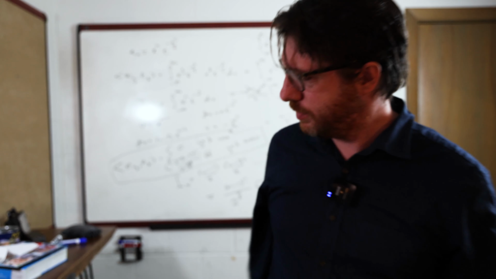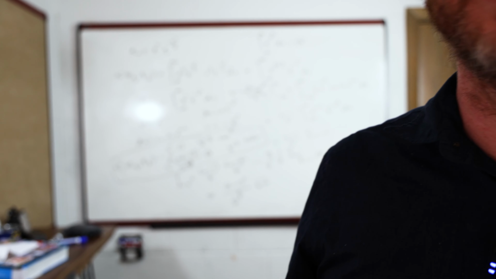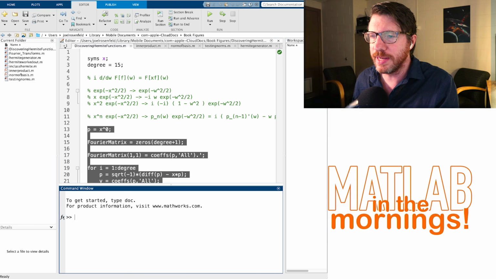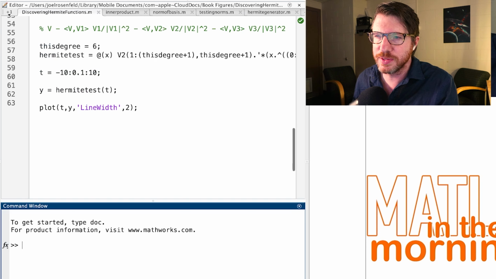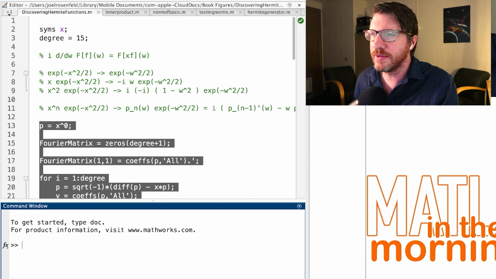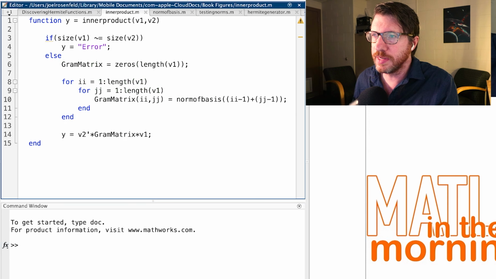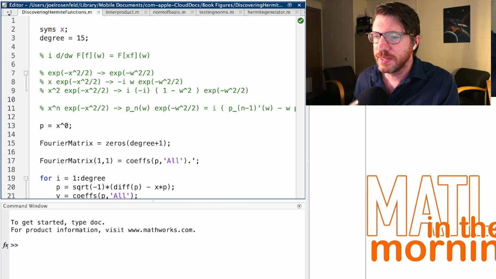Oof. I'm so tired. Okay, so I'm over here in MATLAB now. And so this is the code. This is the entirety of the code that we need. It's not all that long. It's about 63 lines, and then I have 2 other functions called inner product and norm of basis. All of those together really aren't all that long. So let's go ahead and start off.